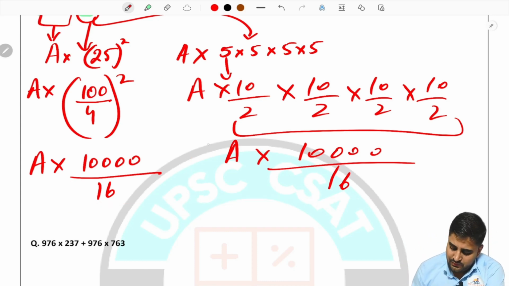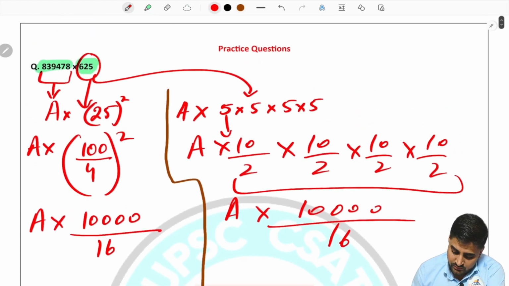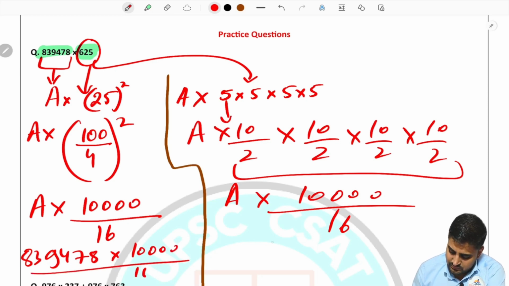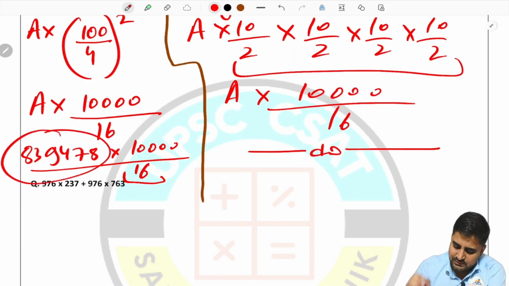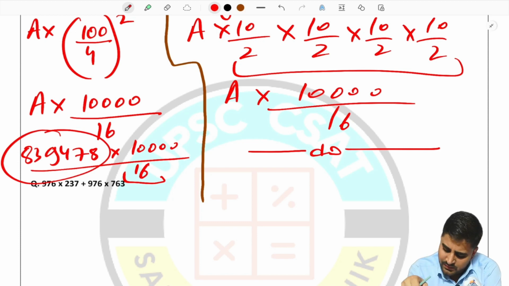Now put the value of a. A is 83948 into 1000 by 16. Same goes here also. Now it becomes very easy to divide this number by 16. My purpose is not to solve the question. Do it on your own.